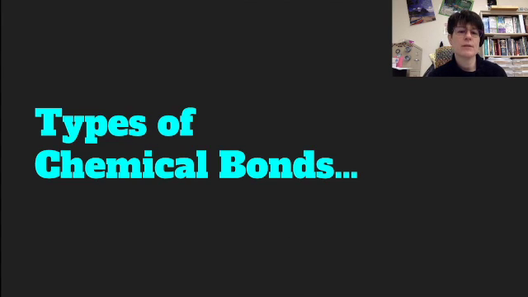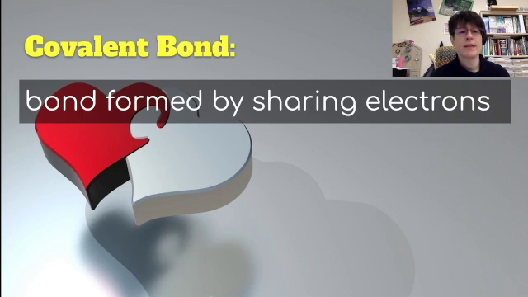So, types of chemical bonds. The first type of chemical bond that I want to talk about is a covalent bond. This is a bond formed by sharing electrons. So I have these two puzzle pieces showing that they are sharing.